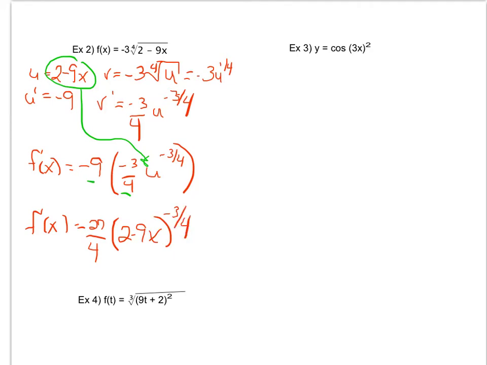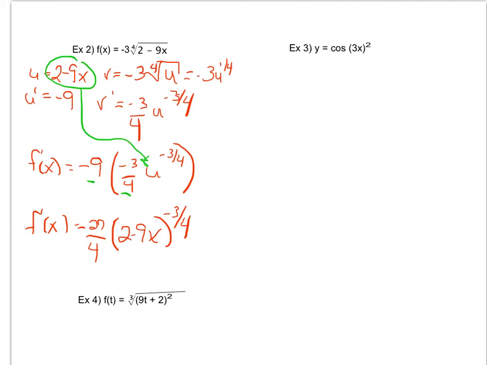Notice I could also move this to the bottom and make it to the positive 3/4. I could also move this to the bottom, making it to the positive 3 and put it underneath the fourth root. So I have a lot of algebraic moves I could still make. So just something to be aware of, especially when checking your answer in the back of the book.